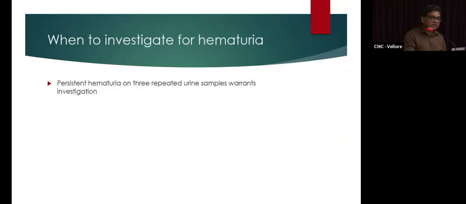So when to investigate hematuria? If the patient presents with hematuria and it is persistent, and if it is present in repeated samples, at least 3 samples are required showing the hematuria.